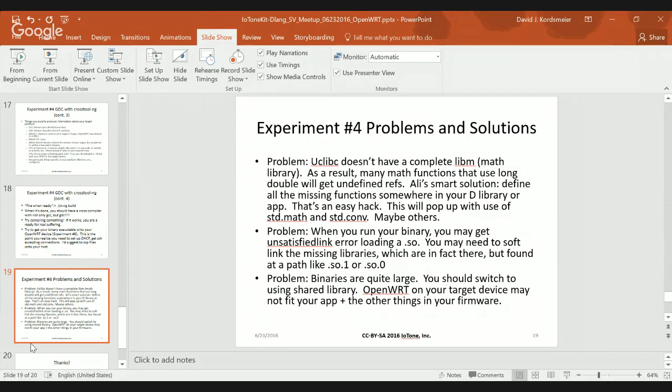Or another workaround might be, in the future, you never use long double yourself. Just stay with double float, and you won't hit those asserts there.